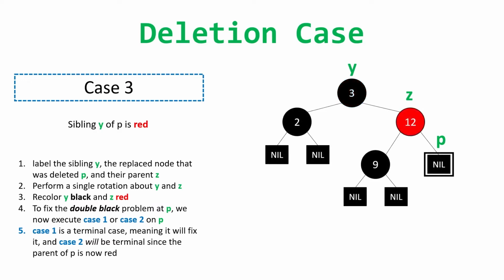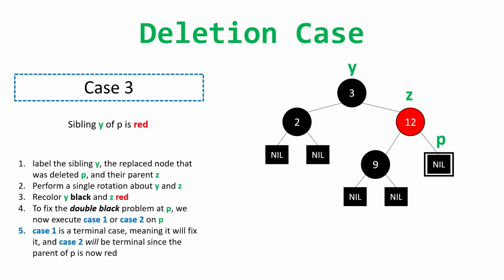To fix the double black problem at P, we now execute case 1 or 2 onto P. Now remember, case 1 is a terminal case, meaning it'll fix it. Case 2 could be terminal, or it may not be, okay? It's only going to be terminal if the parent of P is red, all right?